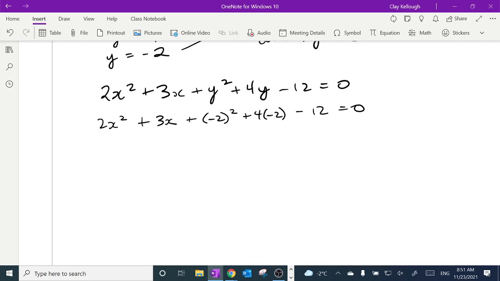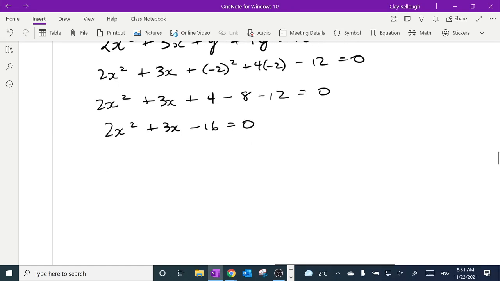Okay, when I square a negative, I get a positive. So that's going to be 4. That's going to be minus 8. And that's going to give me 2x squared plus 3x. Let's see, 4 minus 8 is negative 4, minus 12 more is negative 16. And once again, I'll try factoring. This time the numbers are smaller. Maybe it factors. 2 times 16 is 32. Are there two numbers that multiply to make negative 32 that if you add them you get 3? No, I don't think so. 1 and 32, 2 and 16, 4 and 8. I'm out of options. Nope.